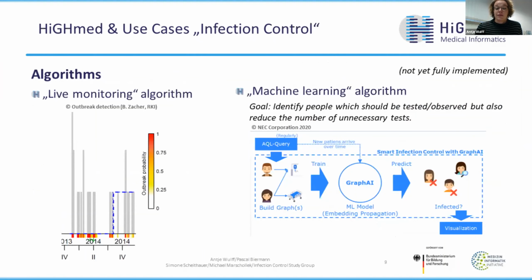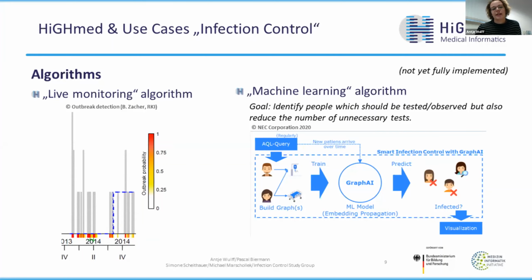Then for the algorithms, I said we have two components. The one component is about a more statistical based way of detecting outbreaks. You can see it on the left side. It's made by a colleague from the Robert Koch Institute in Germany. And it calculates the normal value of infections on, for example, a specific ward or in the hospital or for some specific patients. And in some cases it alerts when the number is higher than the normal value.